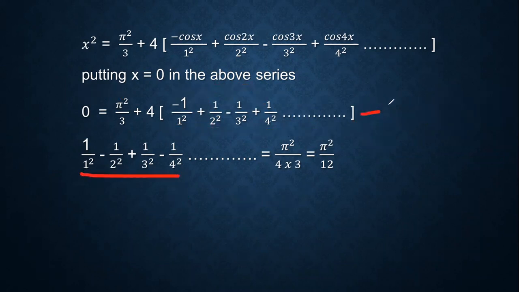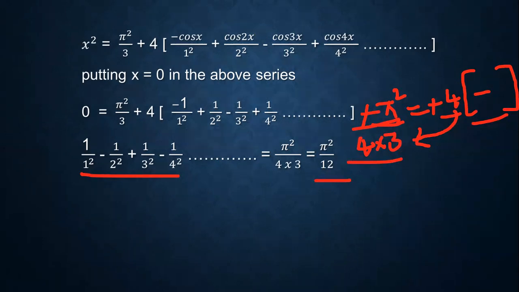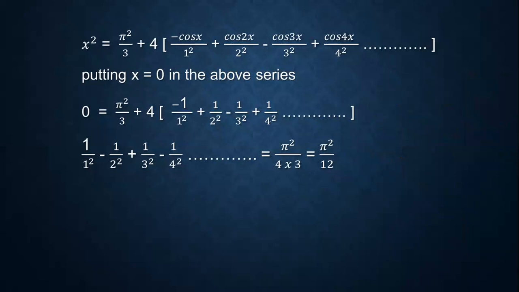So at the right side, what will you get? Minus 4 pi square by 3 is equal to, at the RHS side, minus 4 into that entire series. So this minus minus will get cancelled, and this 4 is multiplied with this series. Now this will be taken to the LHS side, shifted into the denominator. Then pi square by 4 into 3. What is pi square by 4 into 3? That is pi square by 12. So this is the simplification, and this is the series we had to find out from the given problem.